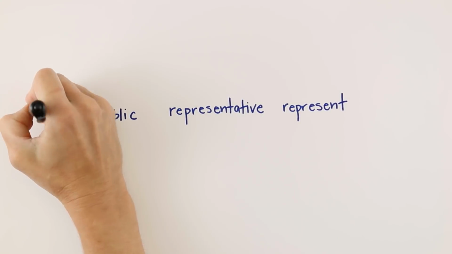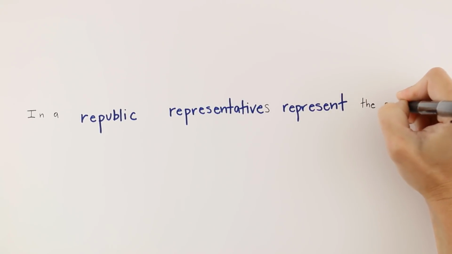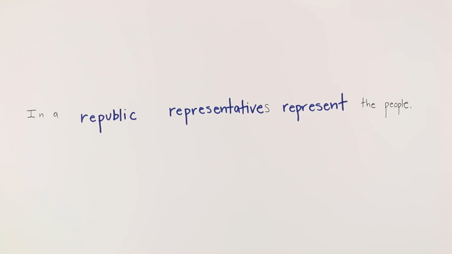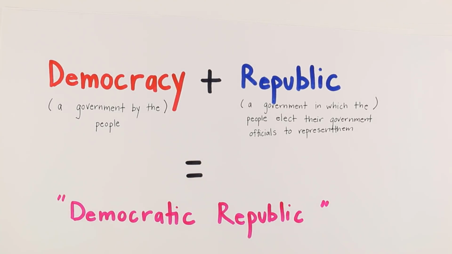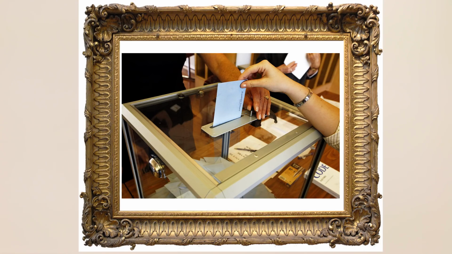Notice the similarity between republic, representative, and represent. In a republic, representatives represent the people. So if you combine a democracy with a republic, you get a democratic republic, in which the people have the control by electing the government officials. And to elect these representatives, you must have the right to vote.